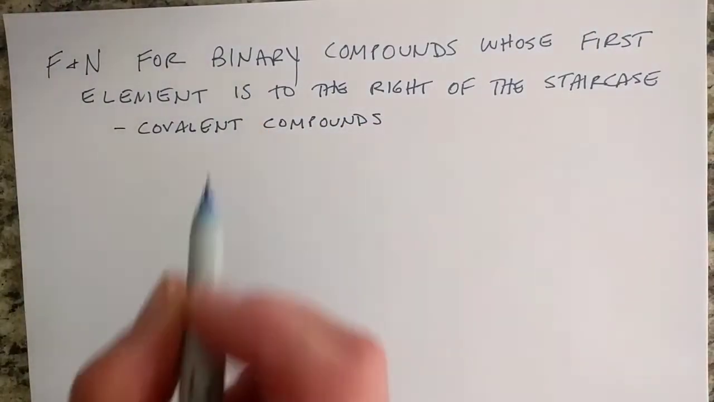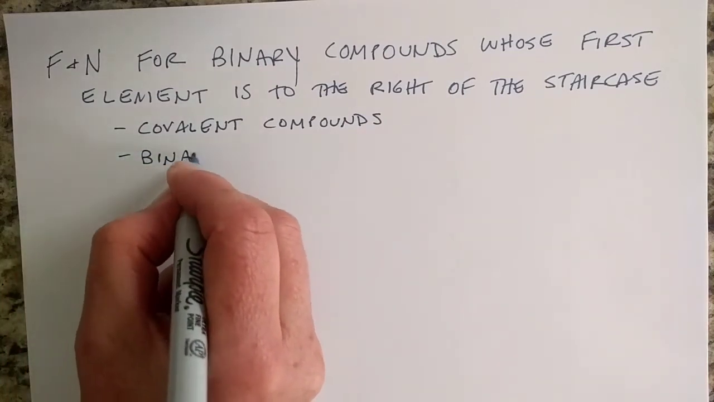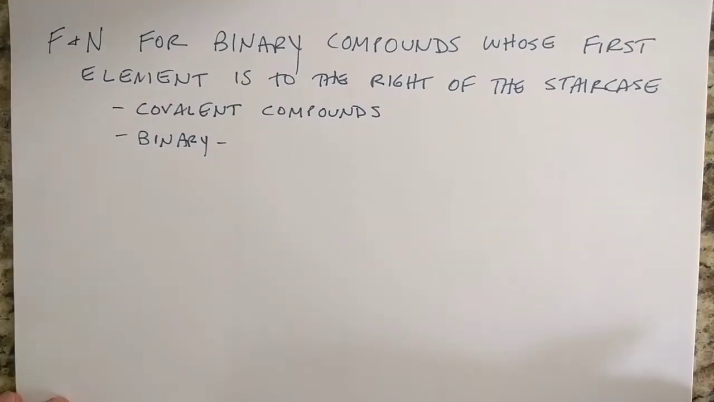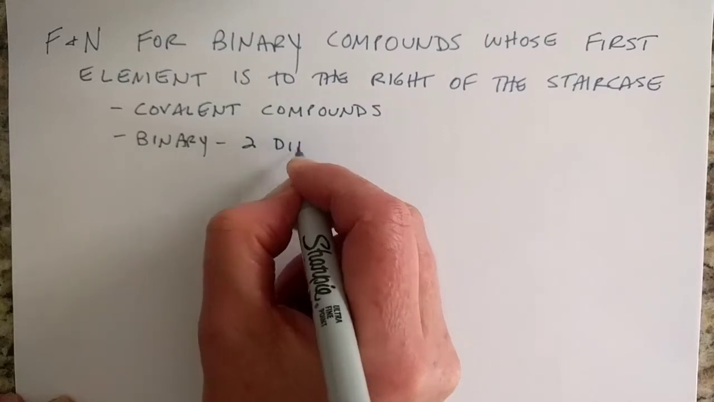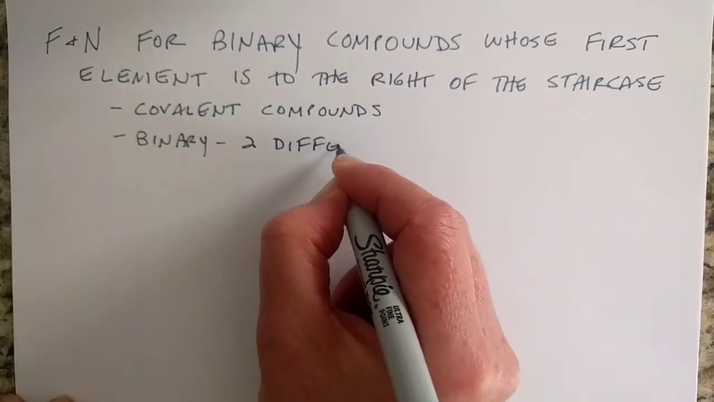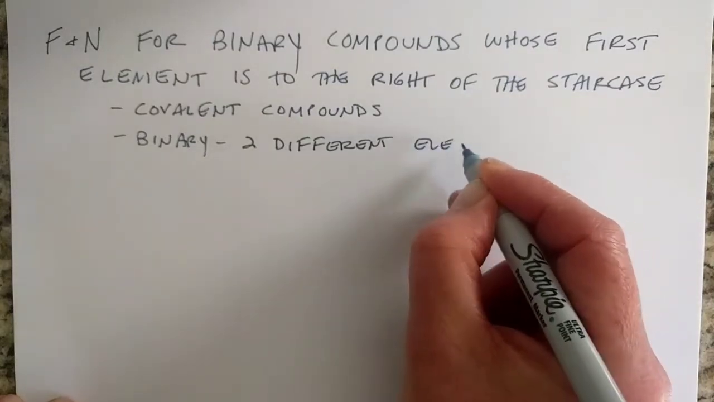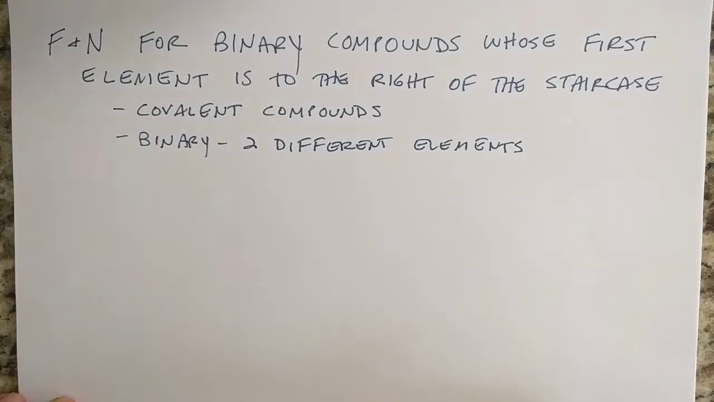Right, what do we mean by the term binary? Binary means that there are two different elements in the compound. So this means two different elements. And this is not diatomic. Diatomic means two atoms. Binary means two elements.